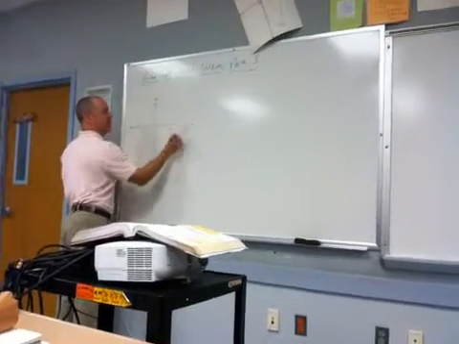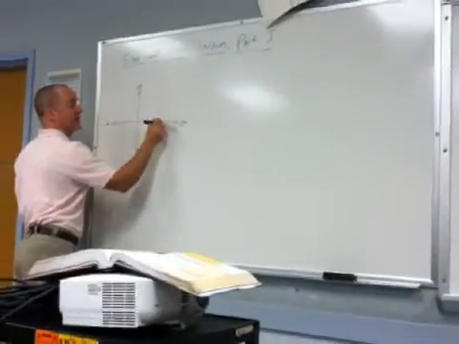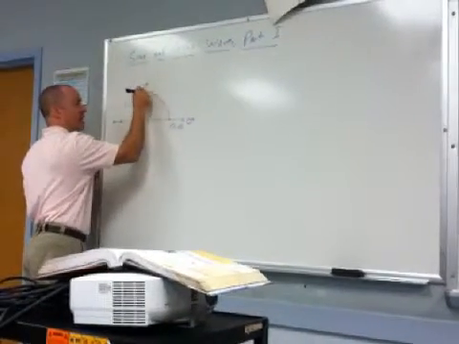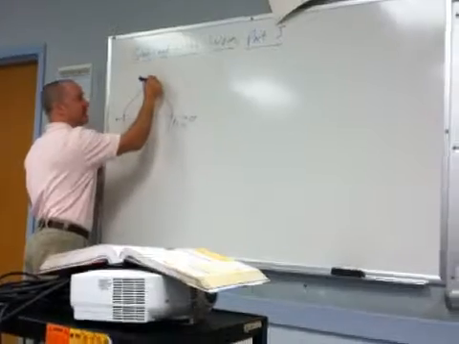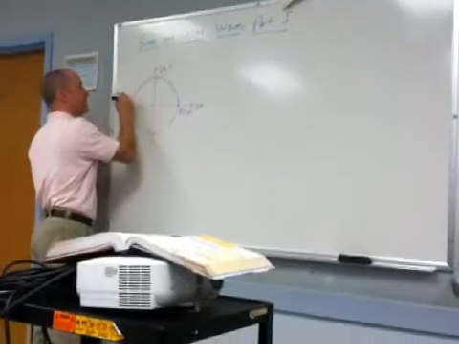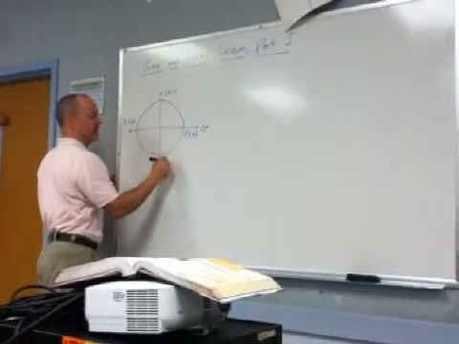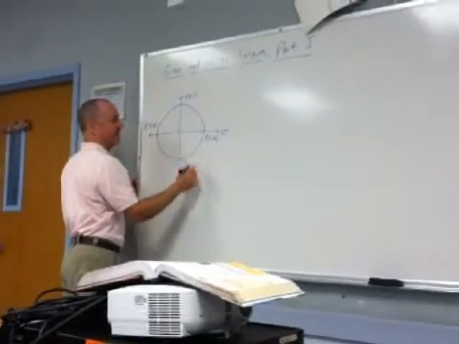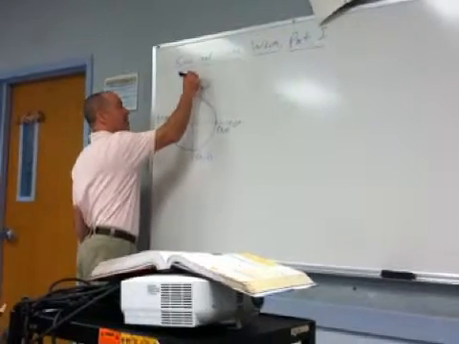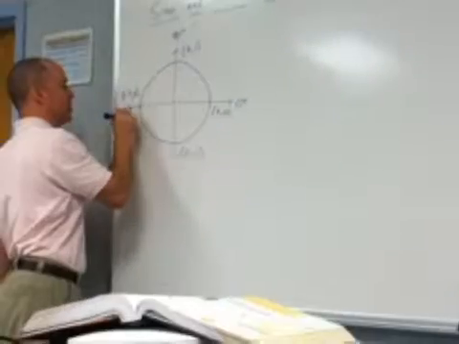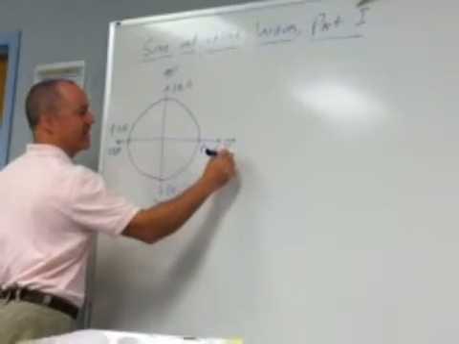So here's 0 degrees, and there's the point 1, 0. I go counterclockwise around my circle. The points I'm really interested in today are 0, 1, negative 1, 0, and 0, negative 1, and then back at 360 degrees to 0, 1. Up here we're at 90 degrees, down here we're at 180, down here we're at 270, and we're back again at 360.